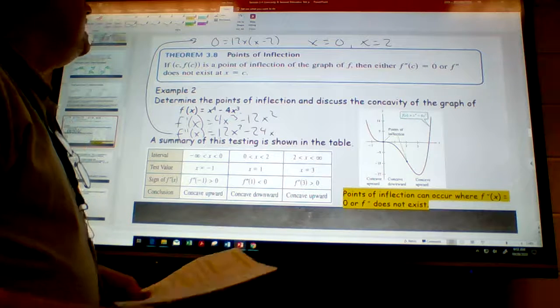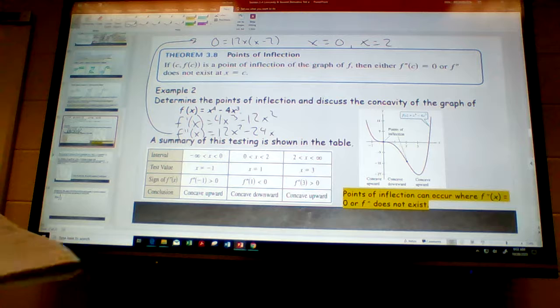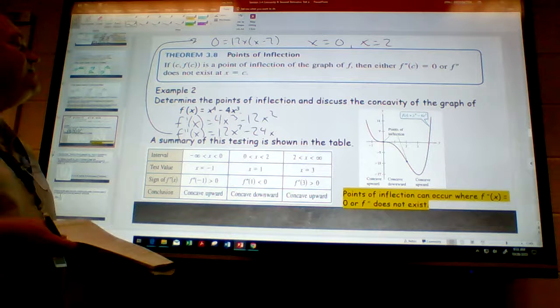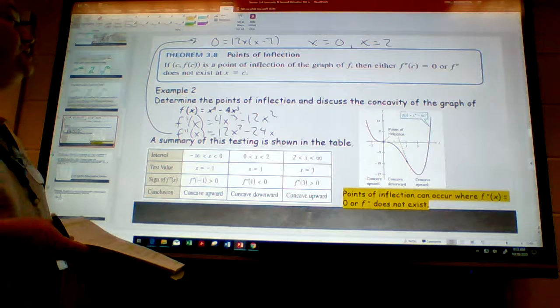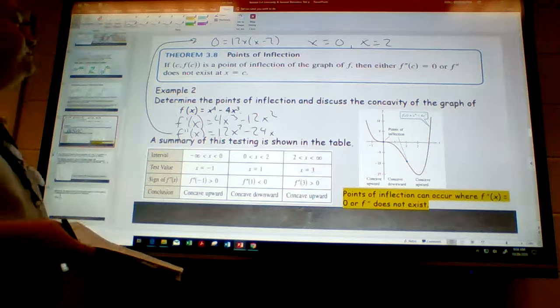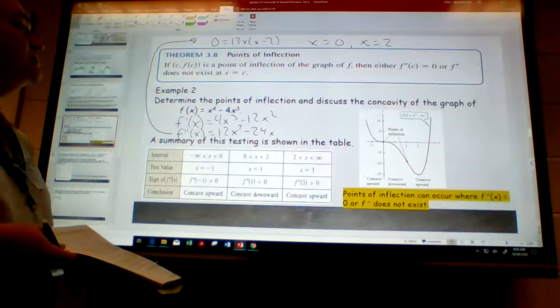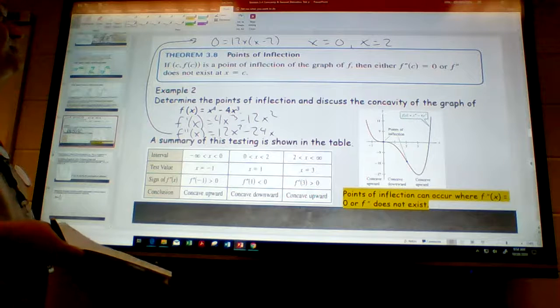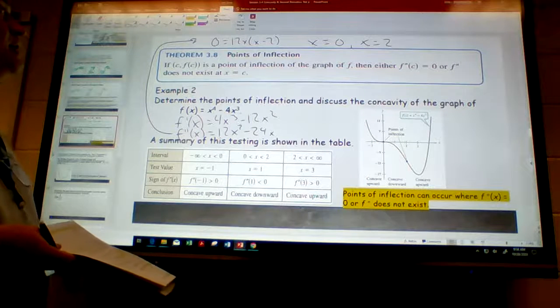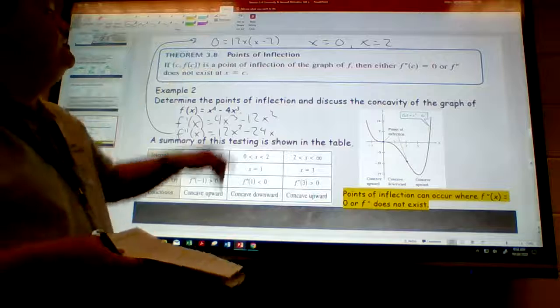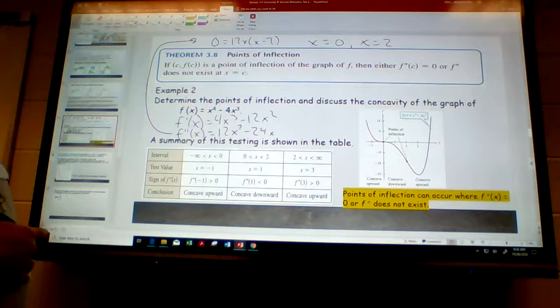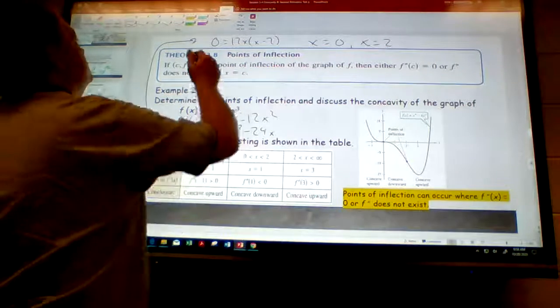Okay, to save you some time, I went ahead and worked out example number 2. I'm given that f of x equals x to the fourth minus 4x cubed. I worked out f prime and f double prime. So f prime is 4x cubed minus 12x squared, and f double prime is 12x squared minus 24x, which when you solve, you get your points of inflection to be x equals 0 and x equals 2.